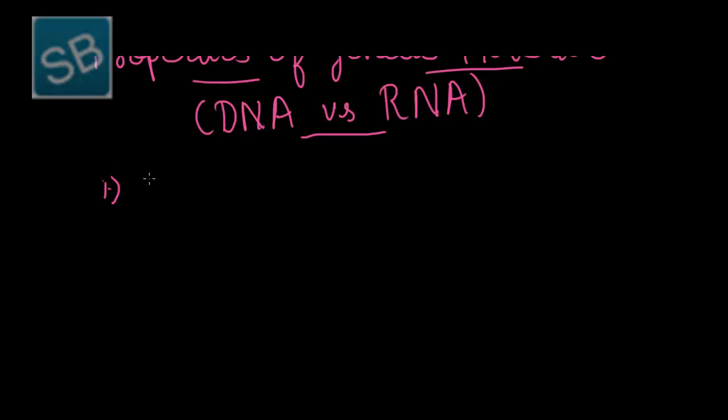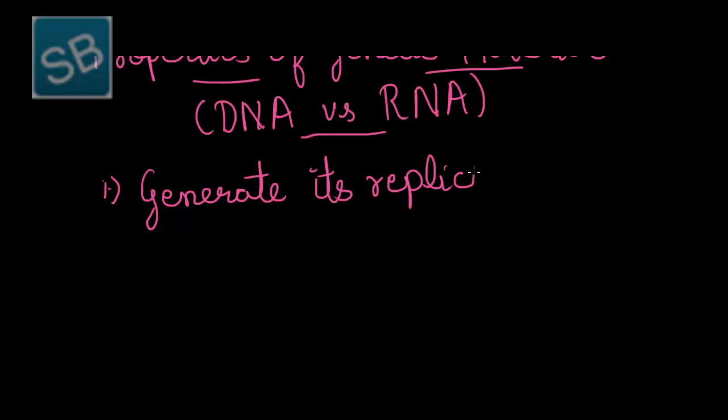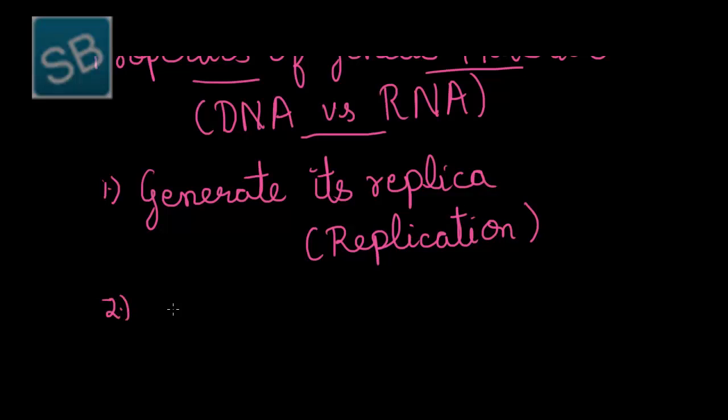A genetic material should be able to generate its replica, that is, able to undergo the process of replication. Second, a genetic material should be stable, both chemically and structurally.